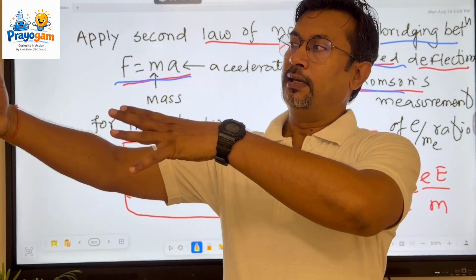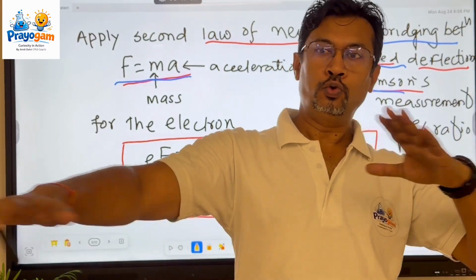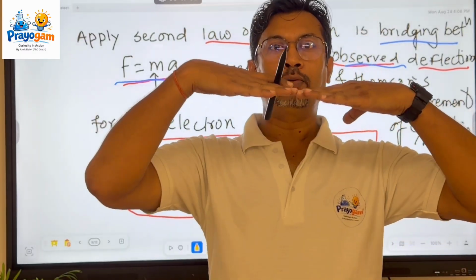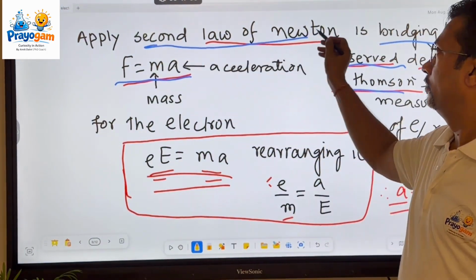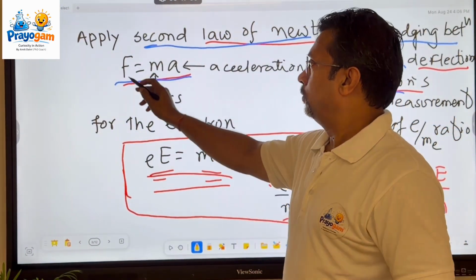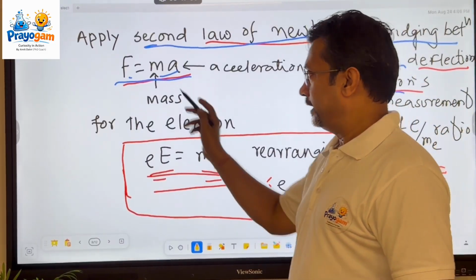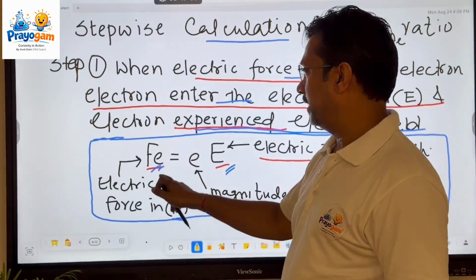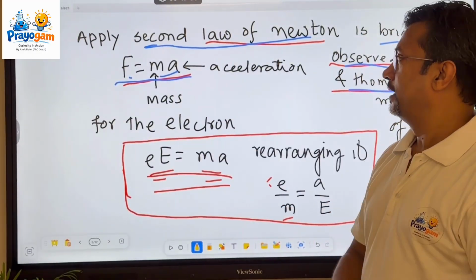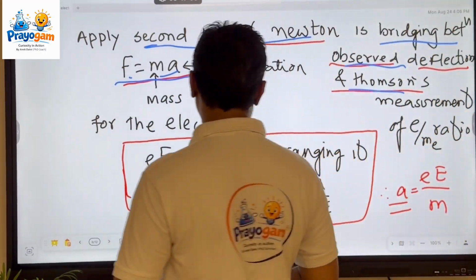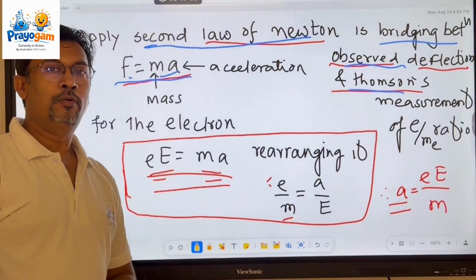Thomson was measuring the e by m ratio here and the deflection was happening here, so the graph between those two was bridged by the second law of Newton. So force is equal to mass into acceleration, right? So let's put the value of force over here. Here, in the force, we will write our value, mass into acceleration. So what value will we get, children? eE is equal to mass into acceleration.